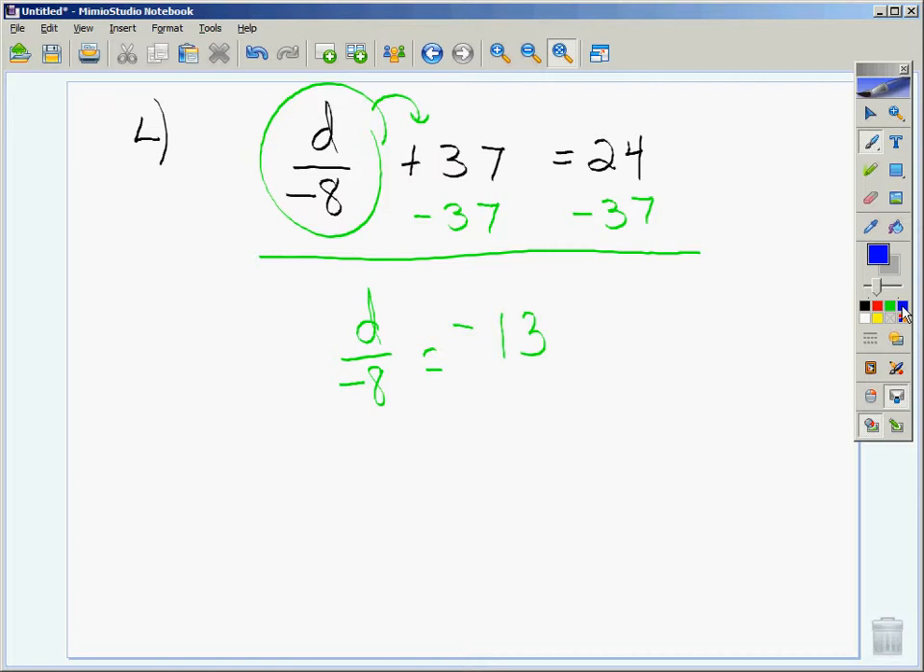D is being divided by a negative 8. The opposite of division is? So I multiply by a negative 8. It's going to leave me D equals 104.